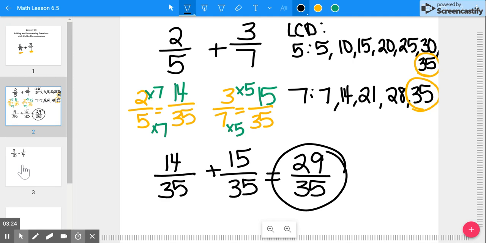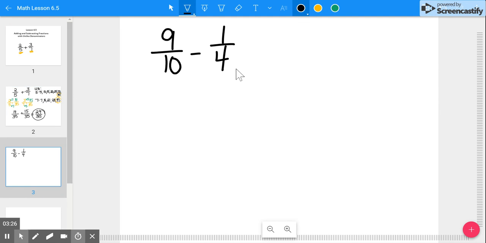Let's look at a subtraction problem. I have 9/10 minus 1/4. So I can't do anything until I find a common denominator, because these are different denominators. So I'm going to use my listing strategy. I'm going to find the LCD, the least common denominator. And I'm going to pull out the 10, and then I'm going to pull out the denominator 4. I'm going to start multiplying and finding their multiples.